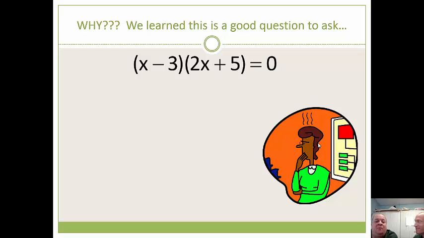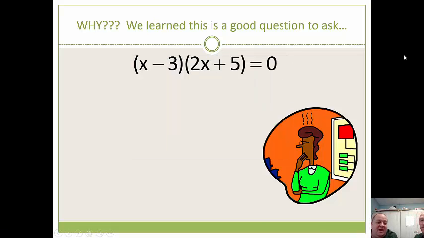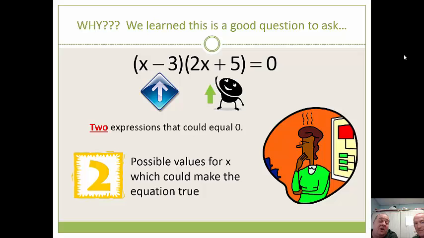Why? This is a good question to ask. You should always ask good why questions. We have two different pieces here: an x minus 3 piece and a 2x plus 5 piece. If either one of them is 0, the whole product is 0. My recommendation is to find the one that's easier, because 2x plus 5 is two-step and could involve a fraction, but x minus 3 equals 0 is beautiful and easy. But there are two different possible values for x which could make the equation true.